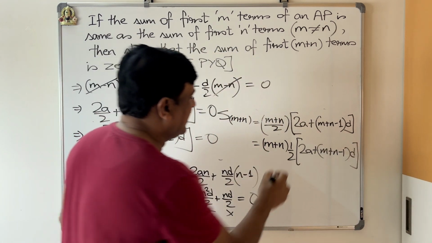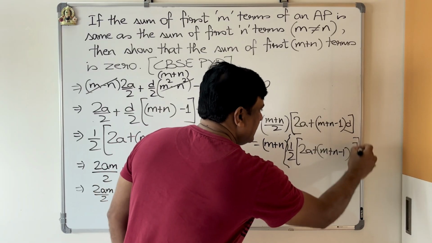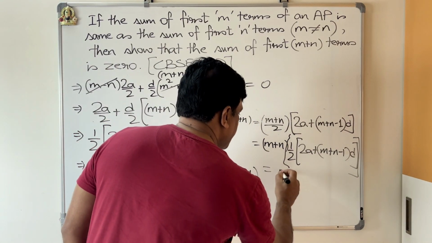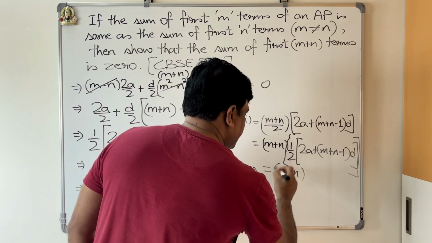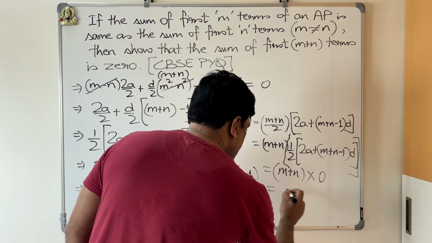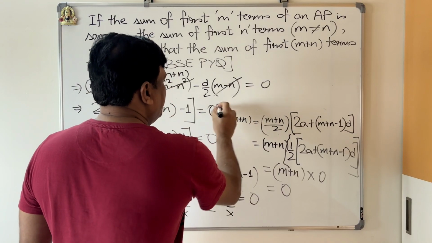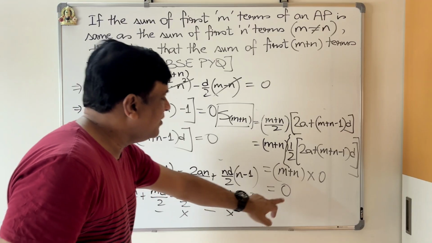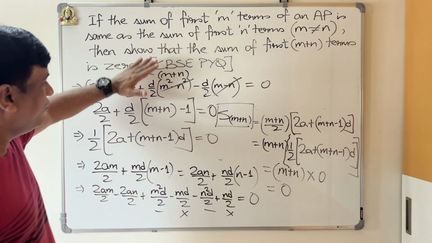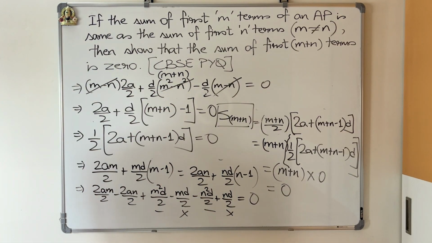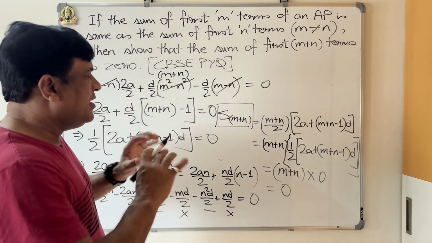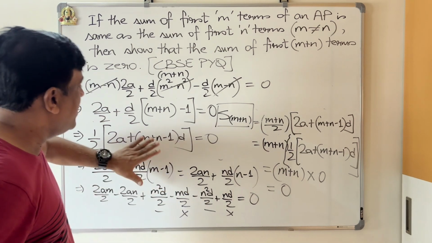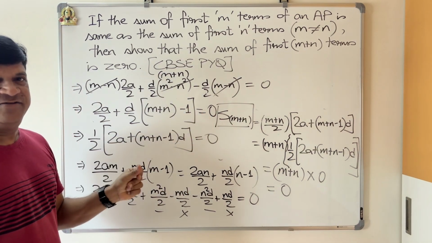So look at it. This entire quantity is 0. When you put m plus n times 0, you get a 0. So you have proved that the sum of first m plus n terms will be equal to 0. So this is how you will solve it. You need to be a little bit tricky to identify the problem and see how you can approach it, put the values and get the answer, prove it.